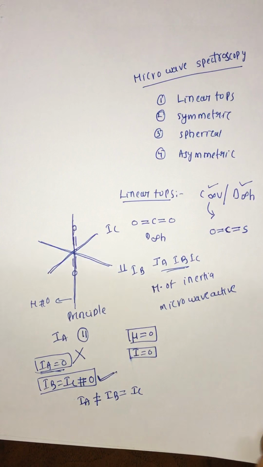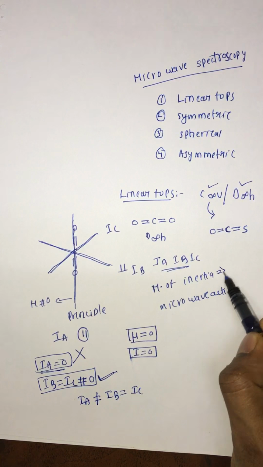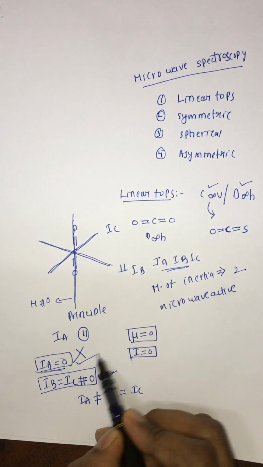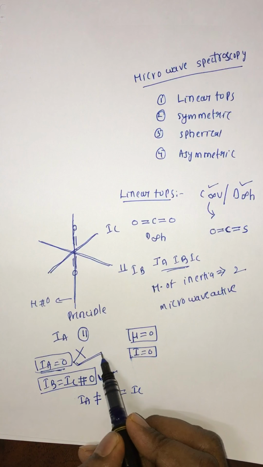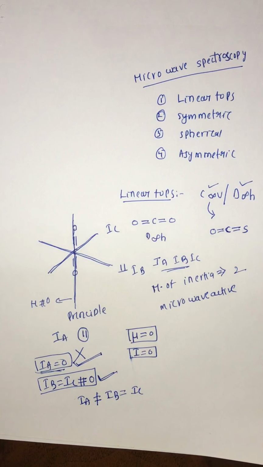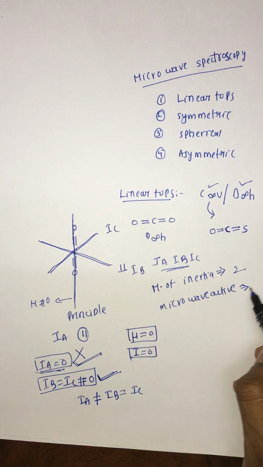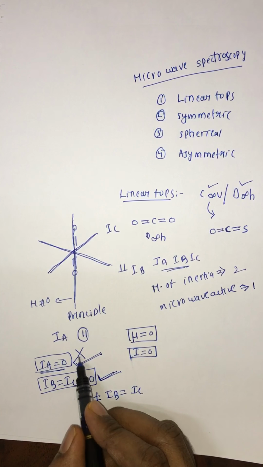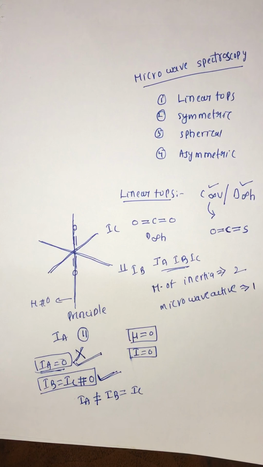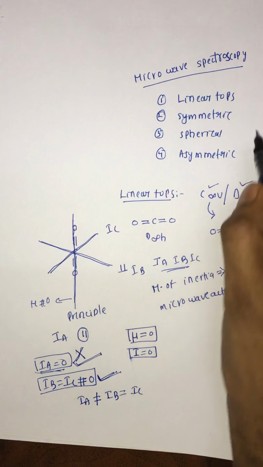The number of moments of inertia possible here is 2, because this is one moment of inertia. Of course this is microwave inactive, but we can also consider it, and this is another moment of inertia, so in total we get 2 moments of inertia here, and microwave active is 1. So this is about the linear tops. Now we'll go for the symmetric top.